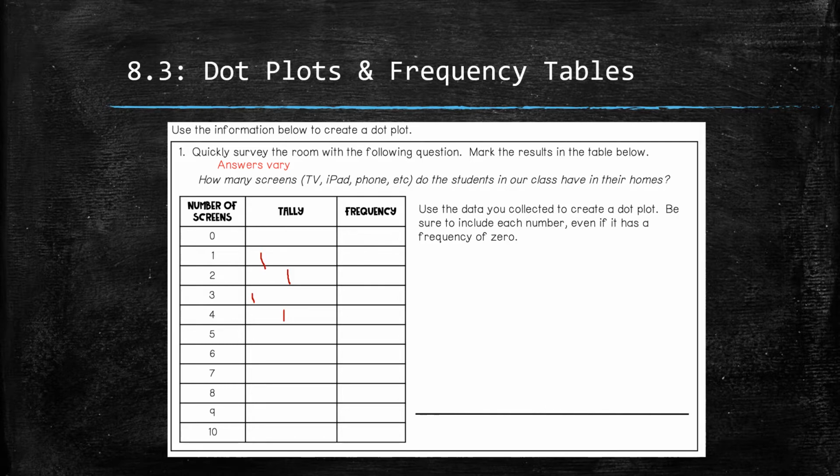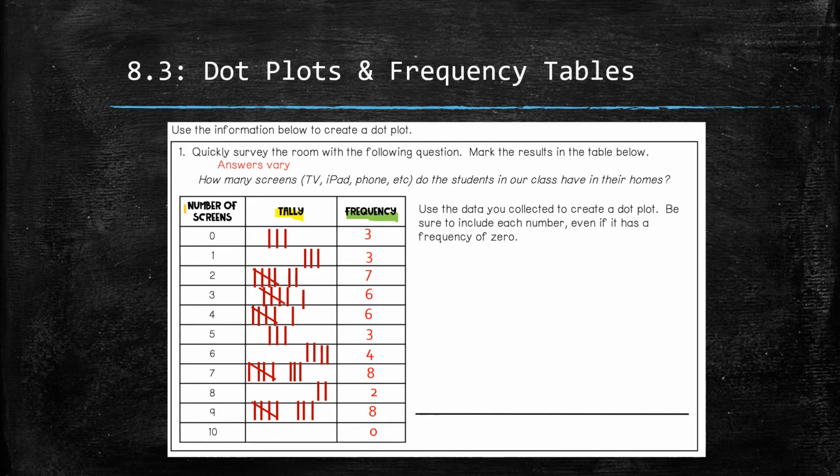Okay? And with the magic of technology, wait for it. There it is. Boo! You collected that data. And once you do the tally marks, you calculate the frequency by just adding them up, counting them. Okay. Now that we have our frequency data, we can take this data and make it into a visual display. And we're going to do that using a dot plot.